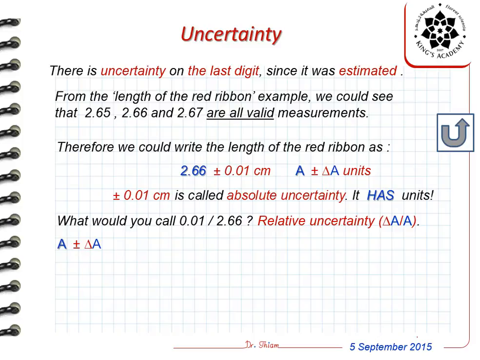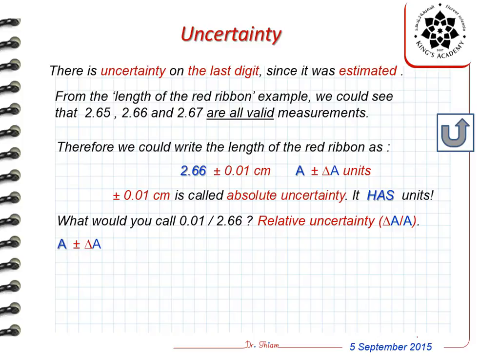For example, if we had 5 over 100, that would be 0.05, or we could call it 5%. Likewise, if we had, let's say, 20 over 1,000, that would be 2%. Okay? So relative uncertainty could be written as a fraction, as a percentage. It could even be written as delta A over A. Now, notice that there are no units in this case.